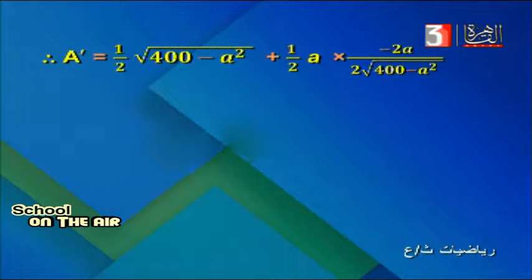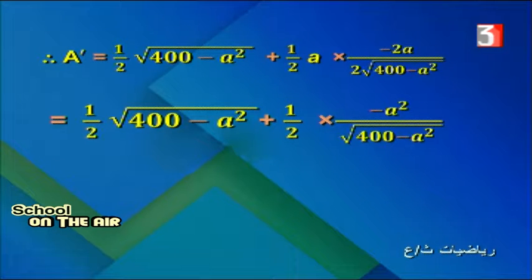Now the first derivative of the area, A dash, equals half multiplied by the square root of 400 minus a power 2. Derivative of half a is half, multiplied by the root of 400 minus a power 2, plus half a multiplied by the derivative of the root of 400 minus a power 2, which equals the derivative of the function under the root, negative 2a, over twice the square root. Then A dash equals half multiplied by the square root of 400 minus a power 2 plus half multiplied by negative a power 2 over the square root of 400 minus a power 2. Now put A dash equals 0.